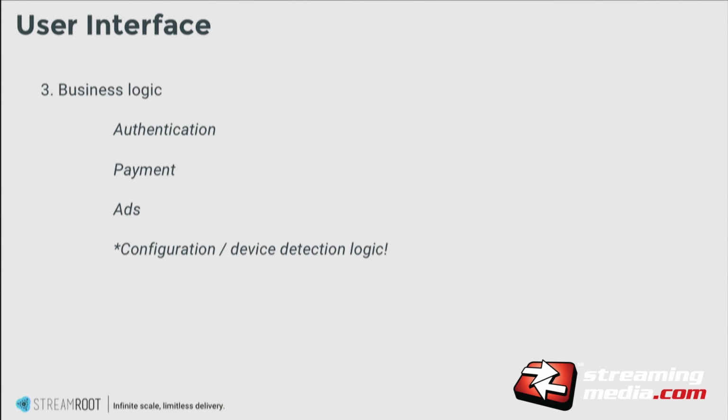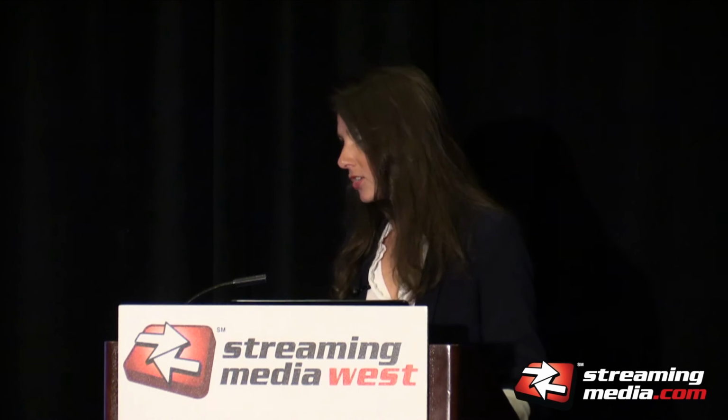The third component of the user interface is what we like to call your business logic. This includes authentication, payment, and any type of ad service that you might be using. In addition to these three, perhaps the most important one is what we call your configuration logic, because it's going to be very important for you to be able to detect your user's device and configure the user experience accordingly.